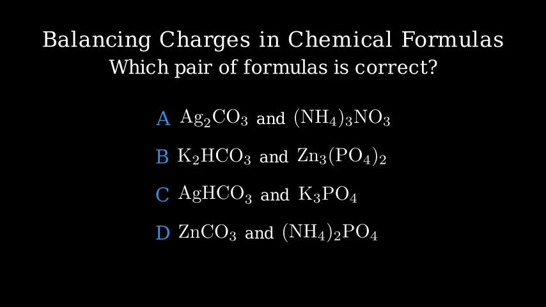Option A, silver carbonate and ammonium nitrate. Option B, potassium bicarbonate and zinc phosphate. Option C, silver bicarbonate and potassium phosphate. Option D, zinc carbonate and ammonium phosphate.